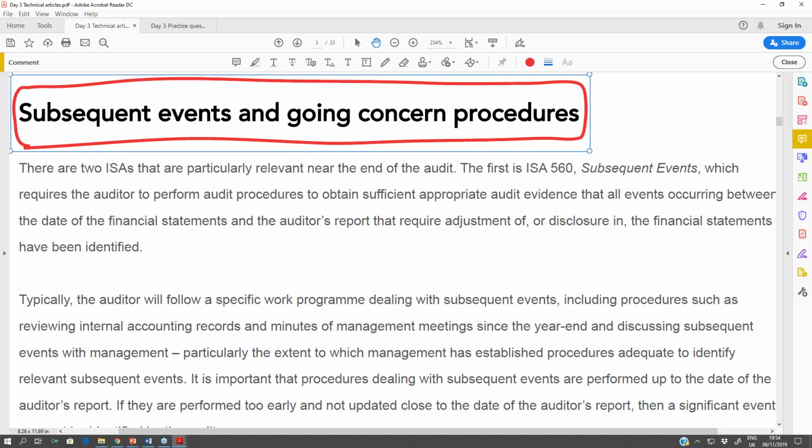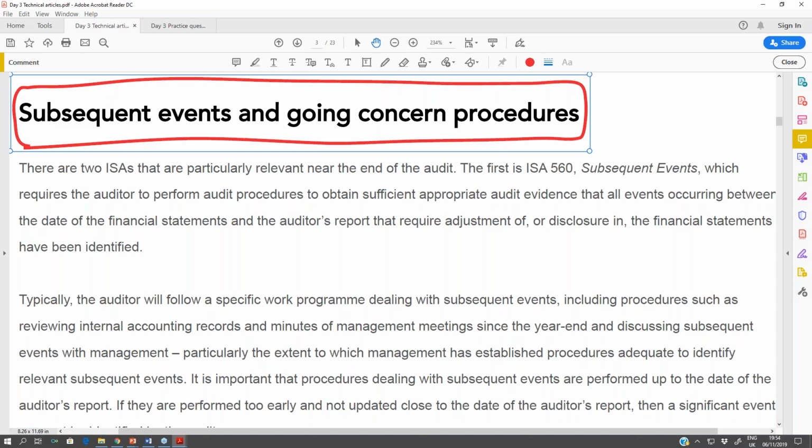So will you be developing your mindset from this article about subsequent events and the examiner expectations about subsequent events? If I can get your answers quickly. And about the going concern, will you be drilling this paragraph, subsequent events and going concern procedures, and knowing what your examiner expects from you? See, it is very important that we read the mind of the examiner. If you're not reading the mind of the examiner, we are far away from success.